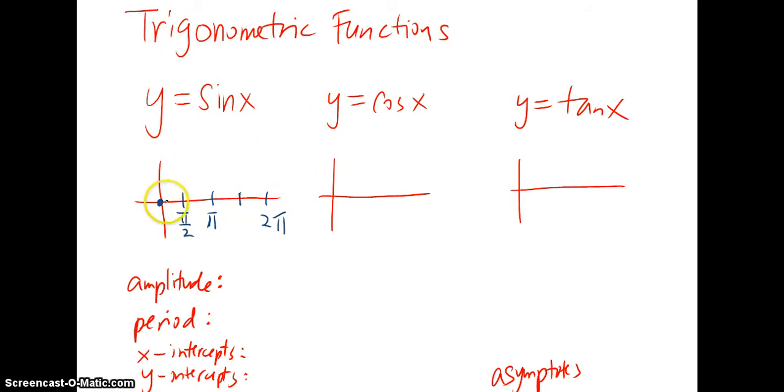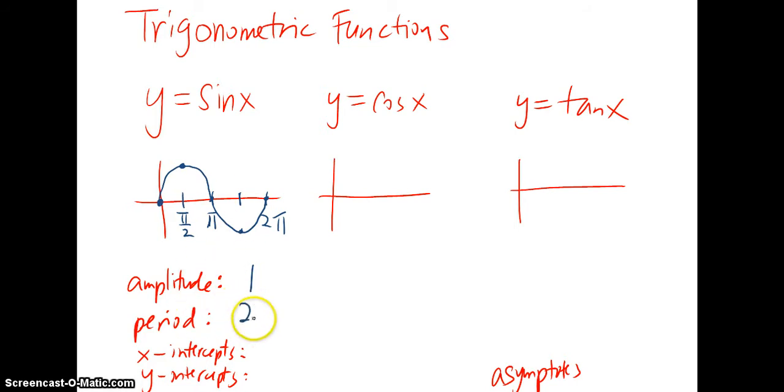How does the shape look? Go from 0 to 1, back to 0, go to negative 1, back to 0. That's the shape of a sine graph. So if I describe it, the amplitude is 1. Amplitude means how far away from the center line it moves up and down. So it moves up and down by 1.